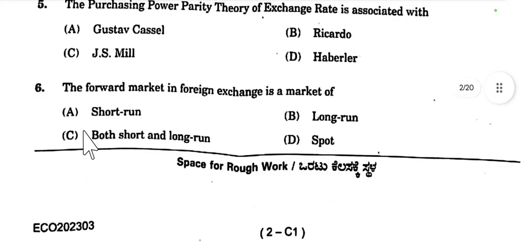Then question number 6. The forward market in foreign exchange is a market of short run, long run, both short and long, or spot market. The forward market in foreign exchange is a market of both short run as well as long run. So option C is the right choice here.